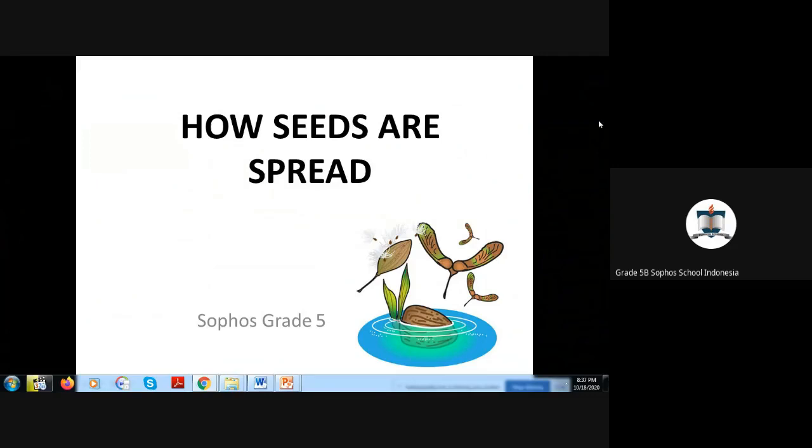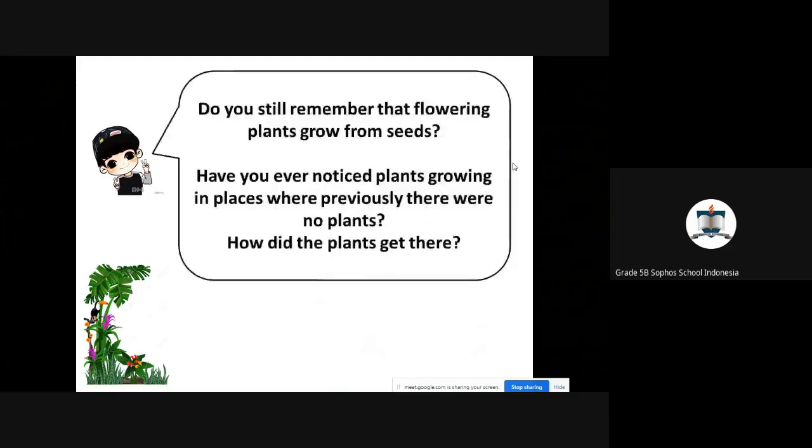Good morning, everyone. So today we are going to discuss how seeds are spread. This is taken from the science book, Unit 2. Okay, so last time we learned about seed germination. Right now, do you still remember that flowering plants grow from seeds? I hope that you still remember this.